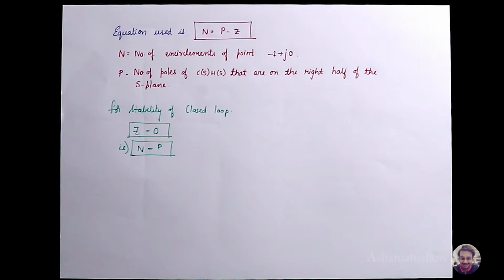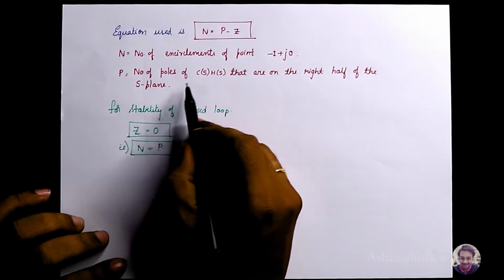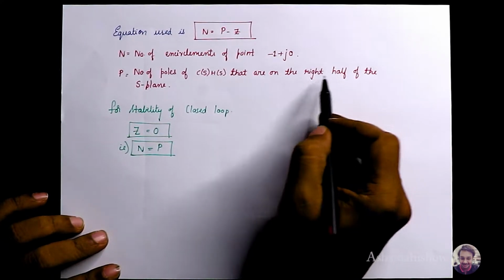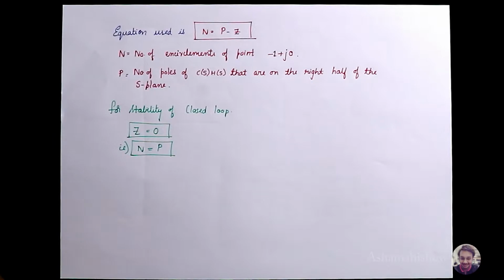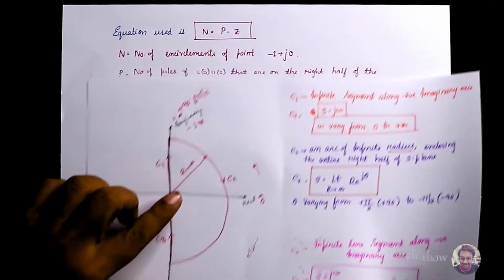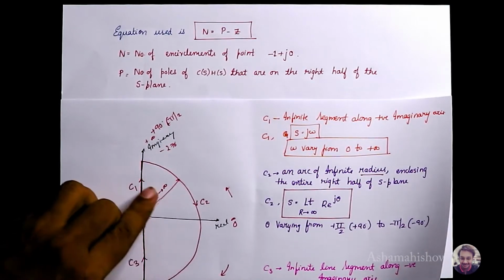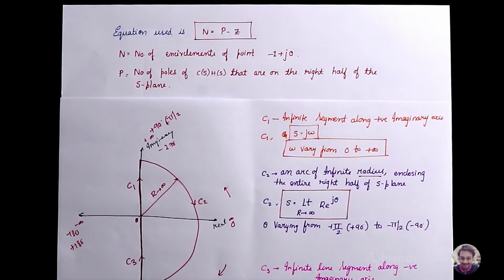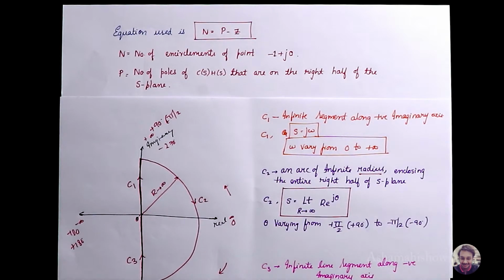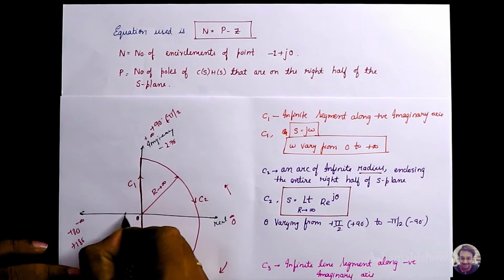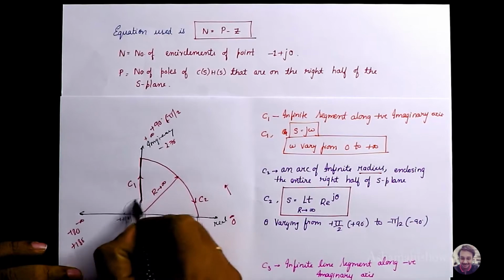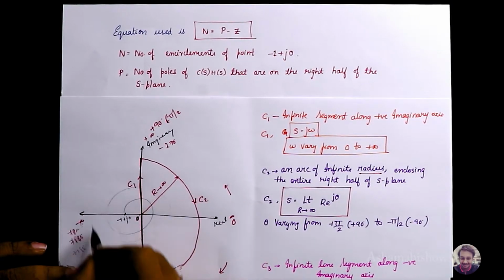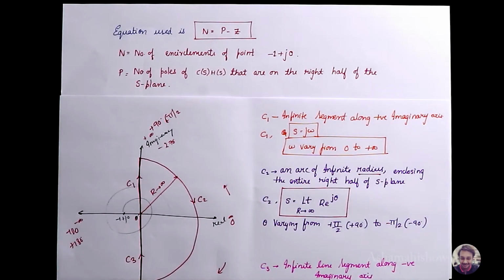Coming to this, the equation used is N equal to P minus Z. Every time, P is the number of poles of G(s)H(s) that are on the right half of the S plane, as we are concentrating on the right half. That is P. N is the encirclements of the point minus 1 plus j0. As I told you, if this is your minus 1 plus j0, how many times your Nyquist plot rotates around it is called encirclement.